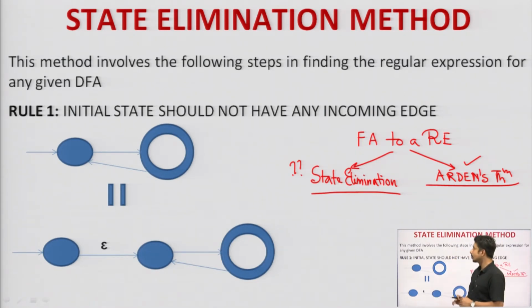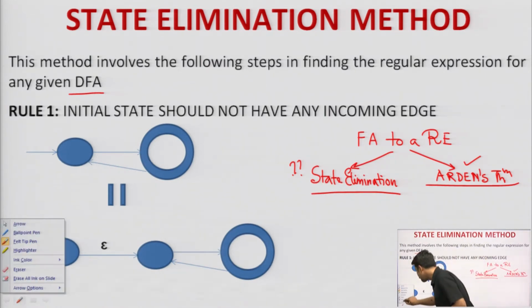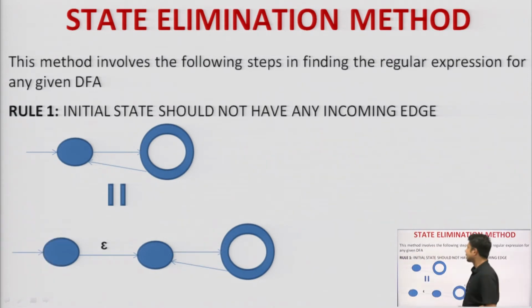So, let us look into the algorithm. This method involves the following steps in finding a regular expression for a given DFA, finite automata to a regular expression. We have to check 3 rules in this scenario. Rule 1 says that the initial state should not have any incoming edges. If this scenario happens, how do we solve that? Let me check an example for this.